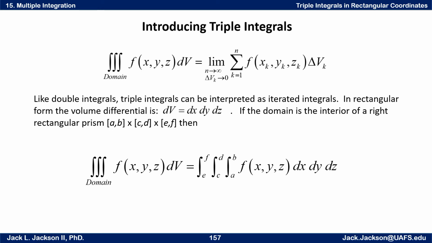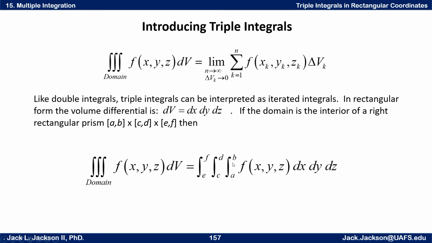So like double integrals, triple integrals can be interpreted as iterated integrals. In rectangular form, the volume differential is dv equals dx times dy times dz, in any of the orders. If the domain is the interior of a right rectangular prism, say going from a to b on x, c to d on y, and e to f on z, then you could integrate in the order x, then y, then z. Dv becomes dx, dy, dz.